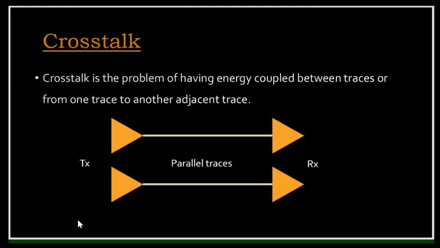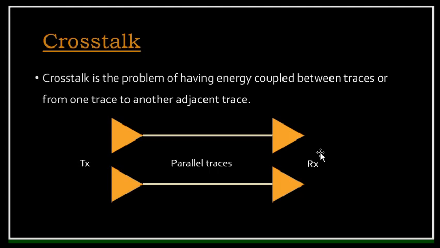So when we talk about signal integrity, the main problem in this area is crosstalk. Crosstalk is the problem of having energy coupled between traces, or from one trace to another adjacent trace. For example, consider this is the transmitter section and here the receiver section, and these two are connected with the help of two traces. These are the transmission lines where we can transmit the signals from the transmitter side to the receiver side. Imagine these traces are routed in a printed circuit board side by side, like parallel traces.